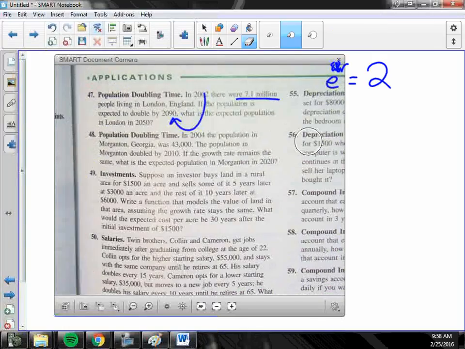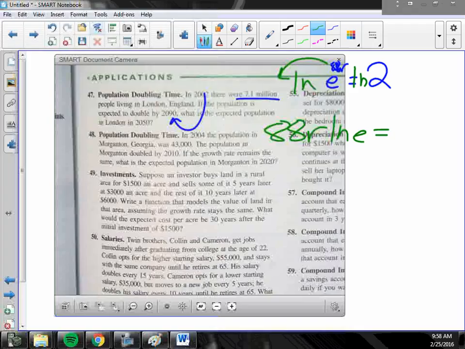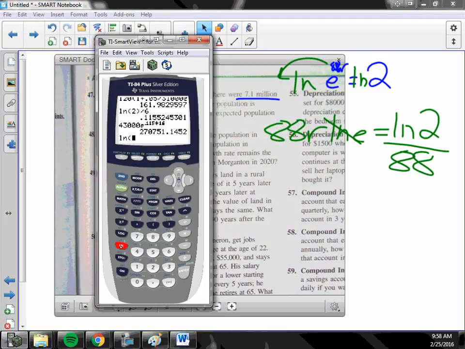Okay? So how do we solve for that? ln both sides. ln, drop the 88r. 88r ln of e equals the ln of 2. But the ln of e is 1, so we're just going to divide this by 88. So ln of 2 divided by 88. So that would be 0.7%. Now what do we do?